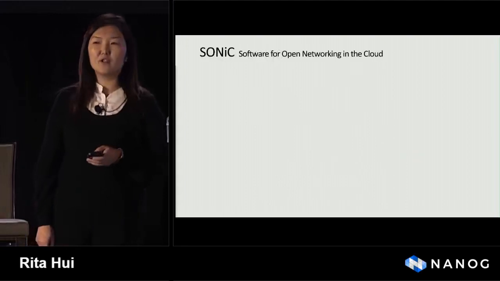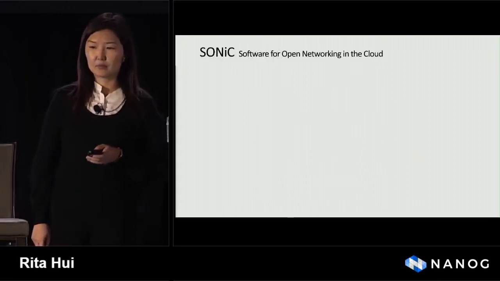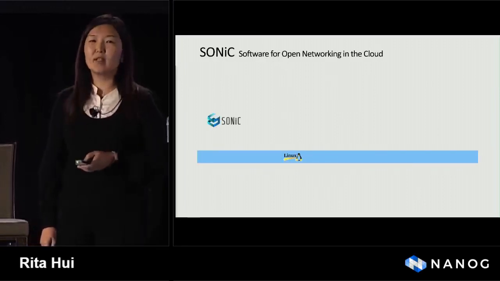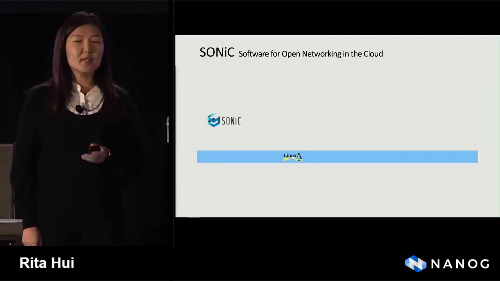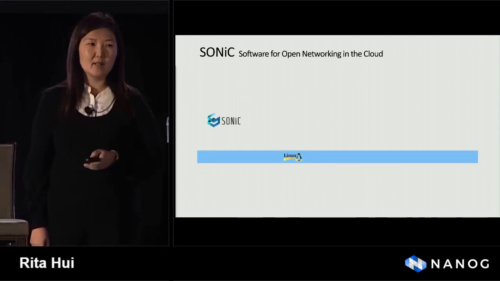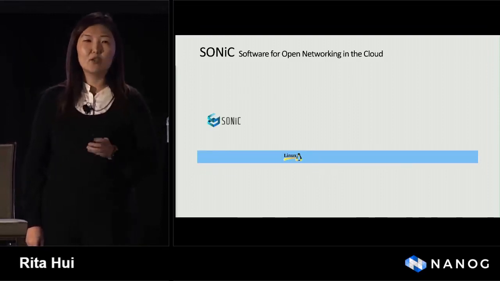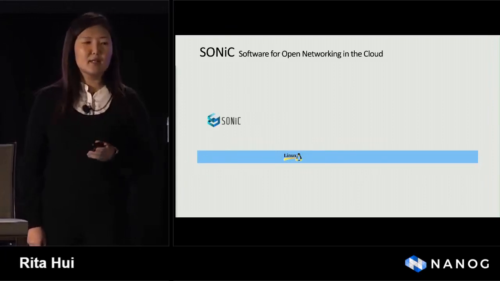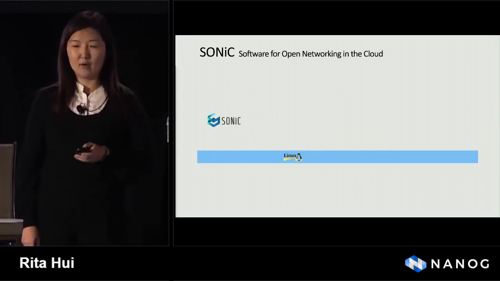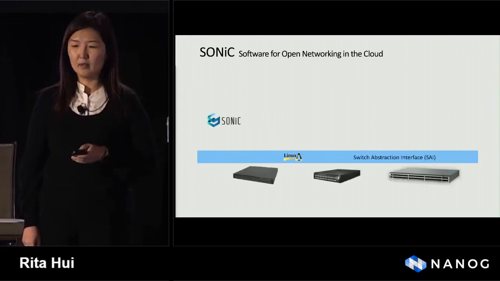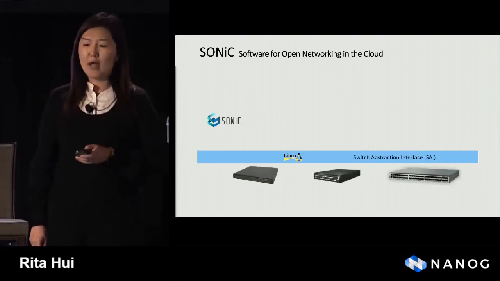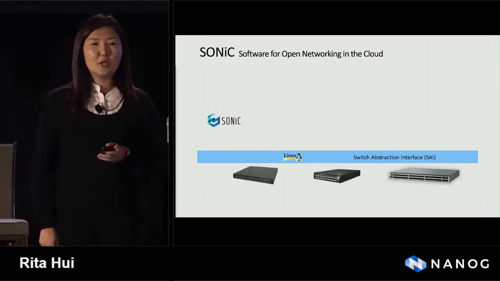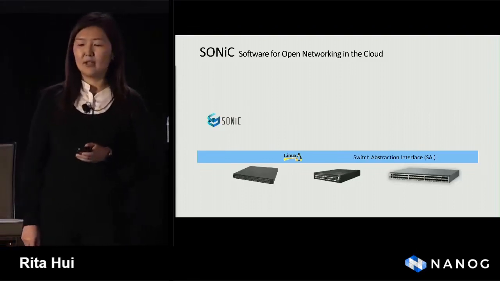Let me give a quick overview of what SONiC is. There are four takeaways for you. First, SONiC is an open source network OS running on top of Linux, so that you can use the familiar OS and familiar CLIs on your hardware. Second, we have a switch abstraction interface called SAI, which allows SONiC to be ASIC agnostic. So that's very important.